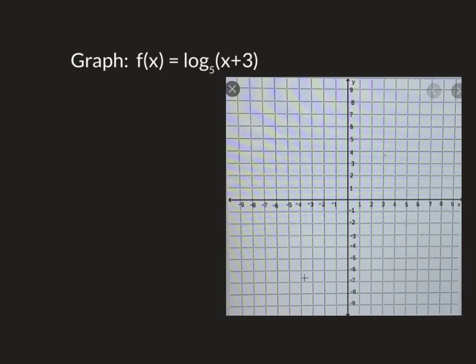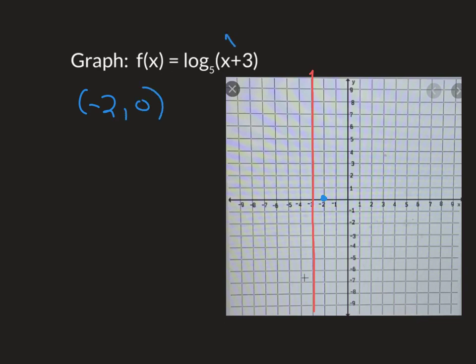This time it says plus 3, so I'm going to shift left 3, right down through here, left 3. It's pretty good asymptote for me. Going to go 1 to the right of there. There's no shift up or down, so I'm going to actually go 1 to the right. So my first point is -2, 0, and that's good.